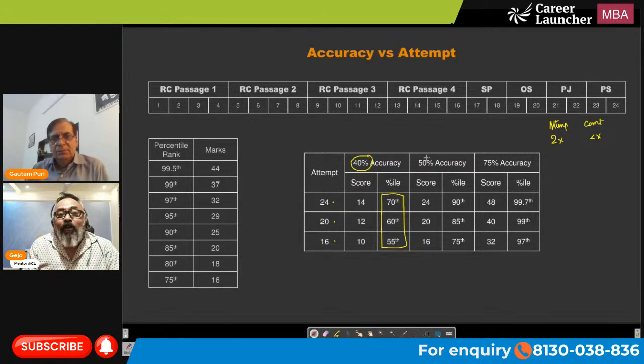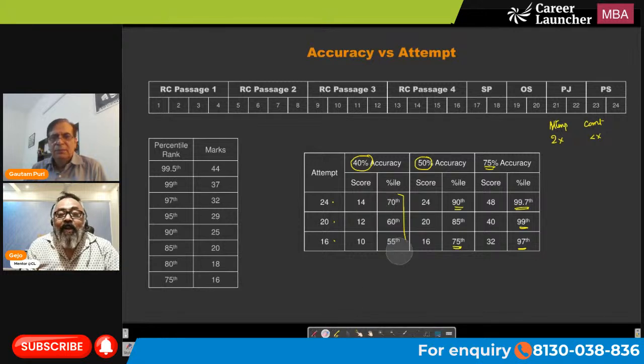At 50% accuracy, if you're attempting all the 24 questions, your score is 24, you will hit the 90th percentile. But if you attempt 16 questions, you hit about the 70th percentile. And if you're able to hit very high accuracy at 24 questions, you will hit a very high percentile. At 20 questions, you will hit about the 99th percentile. At 16, you'll hit about the 97th percentile.